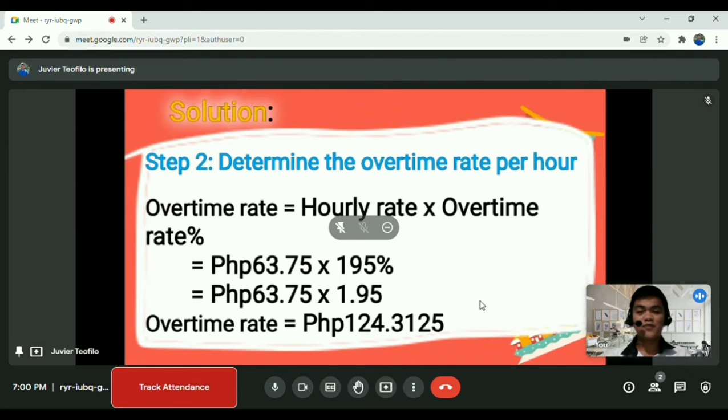Determine the overtime rate per hour. Our overtime rate is equal to hourly rate times overtime rate. So, this is our hourly rate, 63 pesos point 75 centavos. Now, sir, again, where did you find that 195%? Okay, let's see the table.